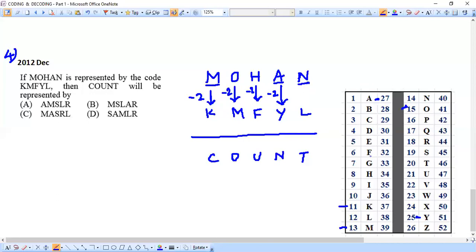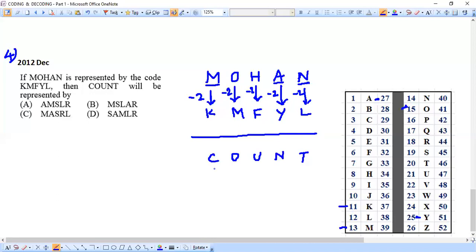Last, N to L they are moving. This is easy for us to say. N is the 14th position and L is the 12th position. This is again -2. So the only pattern they are following for all letters is -2, -2, -2. That is the way they are forming the code. And now it is very easy for us to get the answer to the question.